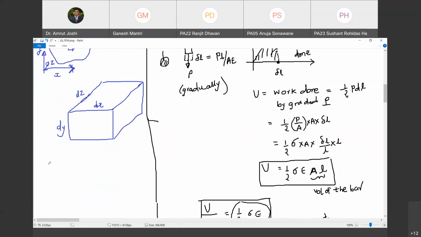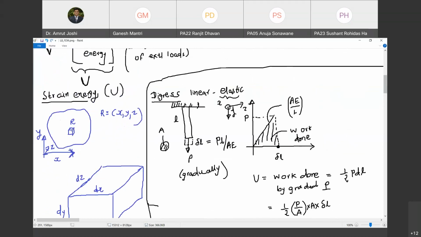Now tell me, what is the strain energy stored in this infinitesimally small cube? I am going to call it dU. What is dU? dU is the strain energy stored in the cube, or in the parallelepiped of size dx, dy, dz. How do I write the strain energy stored?